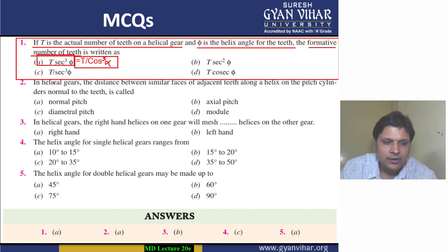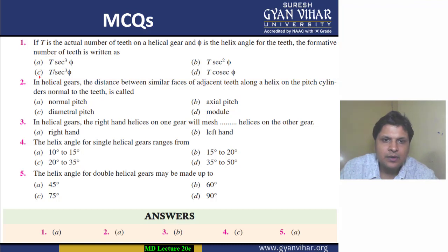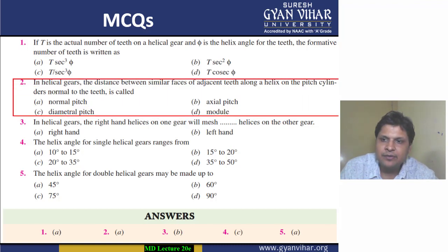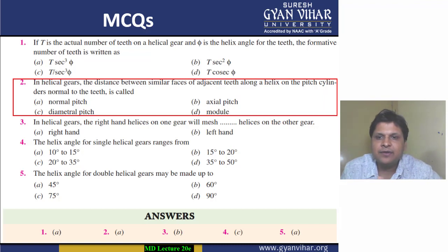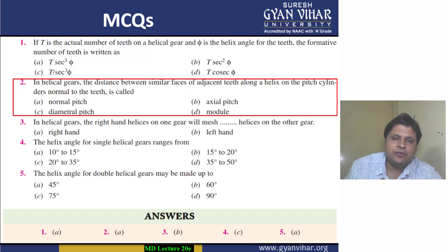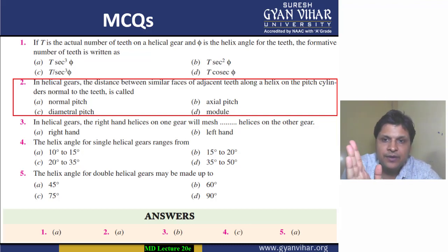Coming into the next multiple choice question. In helical gears, the distance between similar faces of adjacent teeth along a helix on the pitch cylinders normal to the teeth is called. So we all know that if you calculate the distance between similar faces of adjacent teeth along a helix on the pitch cylinder normal to the teeth, then you will not get circular pitch, you will get normal pitch. So option A is the correct option of MCQ number 2.